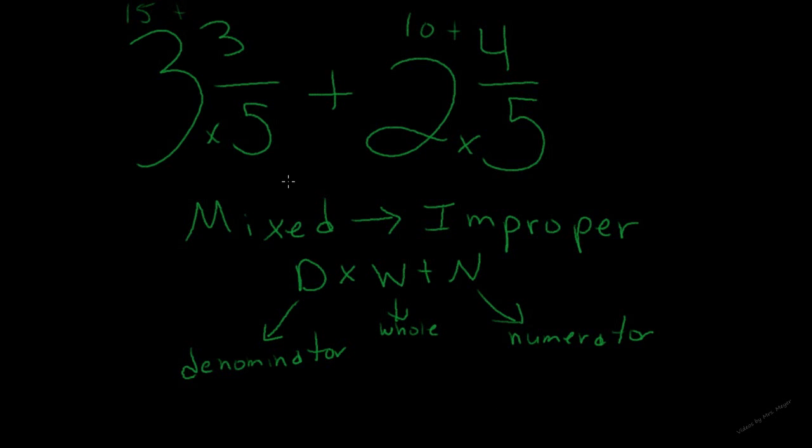Okay, so once I know those steps, D times W plus N, which is denominator times the whole number plus the numerator, and you may also see people draw lines and those kinds of things. Either way is totally fine, but I want students to understand the steps of what we're doing to change that to an improper fraction, and then I want them to also know the steps to change improper back to mixed. So if we're doing 3 3/5 plus 2 4/5, let's change those to improper.